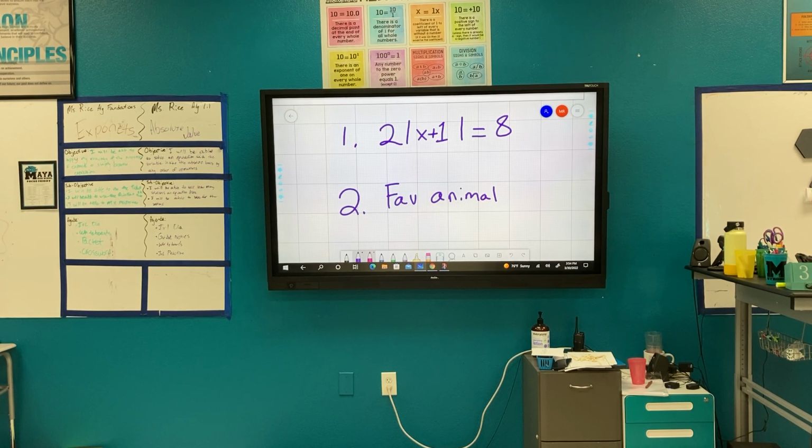Put it in. If you guys are done with your exit ticket, please put it in the bin in the back, your turn-in bin. It is orange.